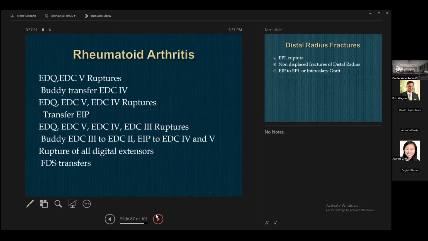Okay, so when you have rheumatoid tendon ruptures, they start ulnar and they go radial. So if you have the extensors to the little finger ruptured, what's the transfer for that? You do your buddy transfer to the EDC to the 4. Okay, let's say you have EDC4 and the little finger extensors out, what do you do then? You transfer EIP.